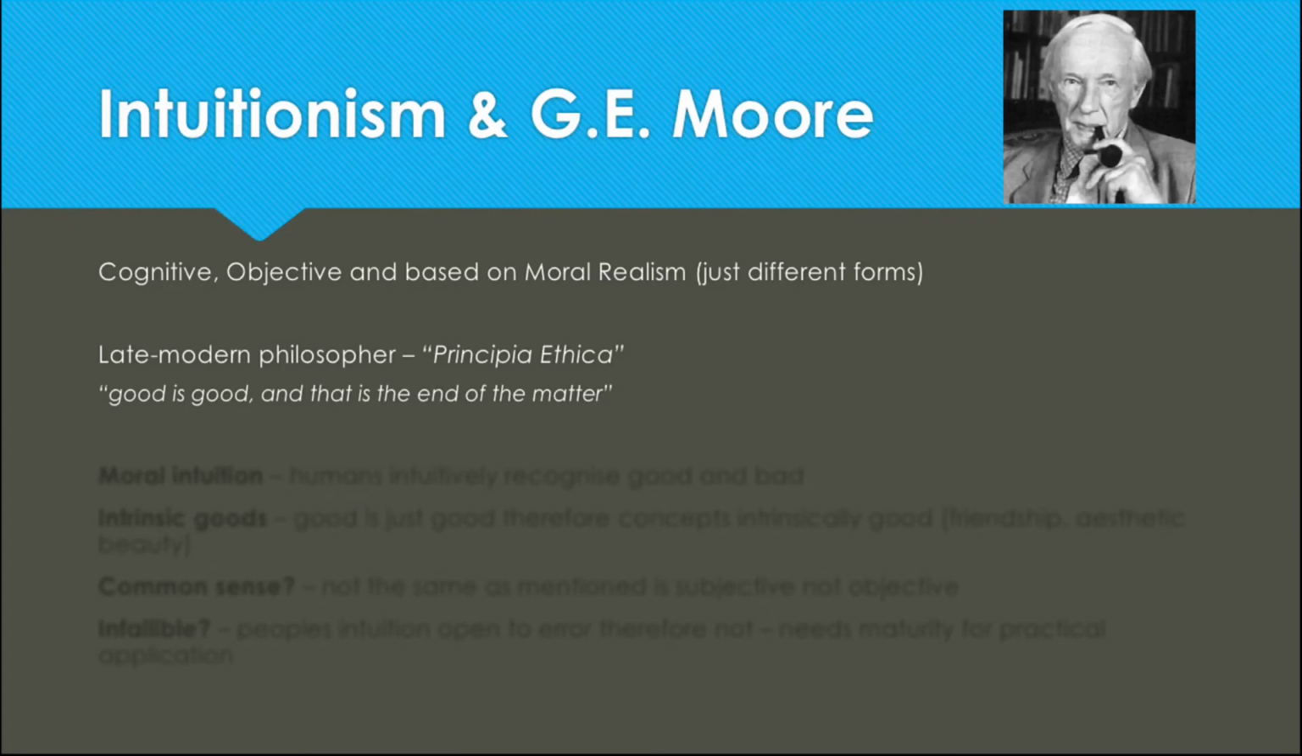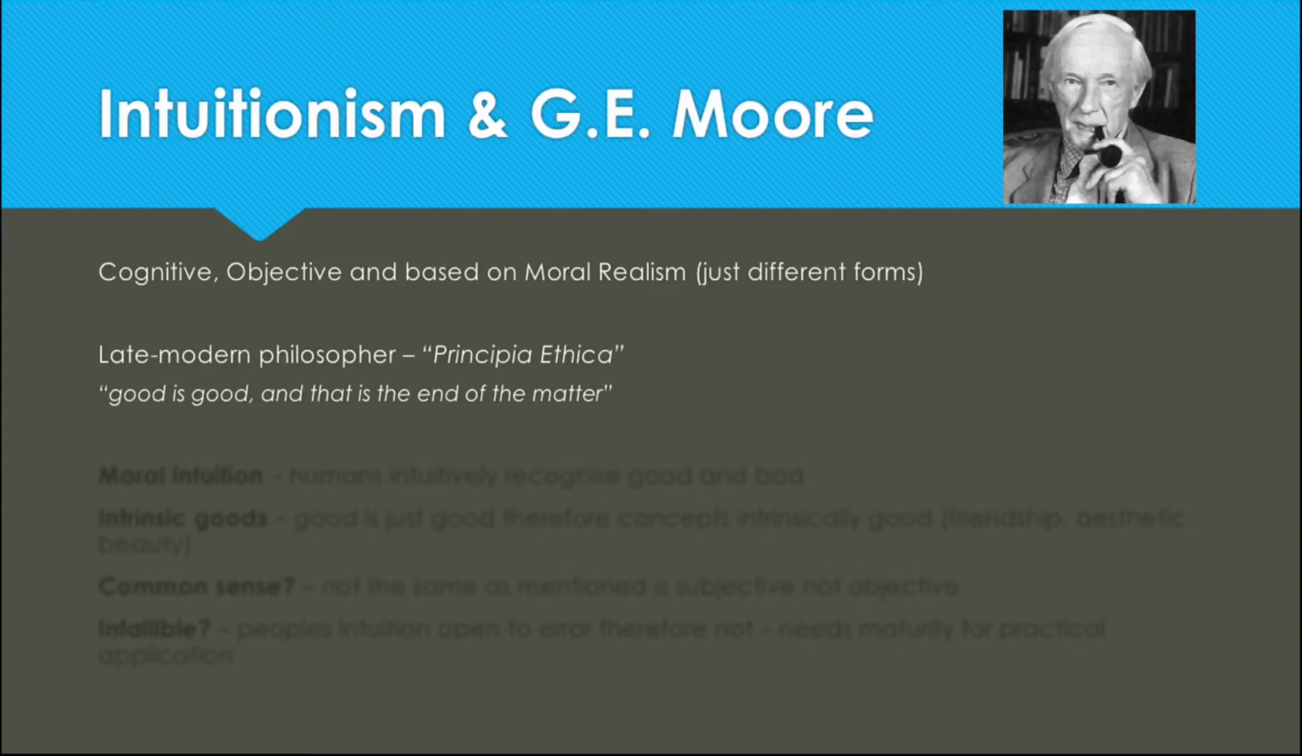Now, next on is intuitionism and Moore. So you can stick all the exact same things in that you can for naturalism, it's just they work in different ways, and he is also a late modern philosopher, who puts forward his ideas in a book called Principia Ethica. Quite pretentious since he's not Latin, but moving on.